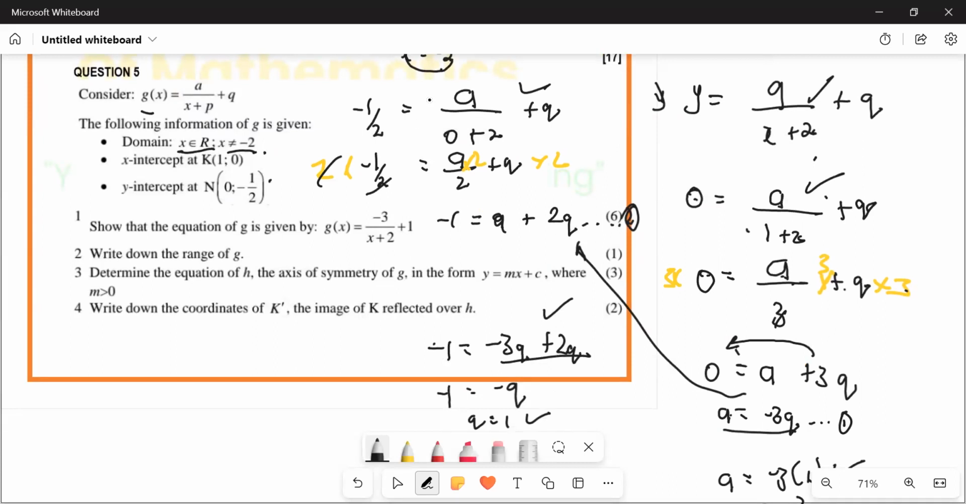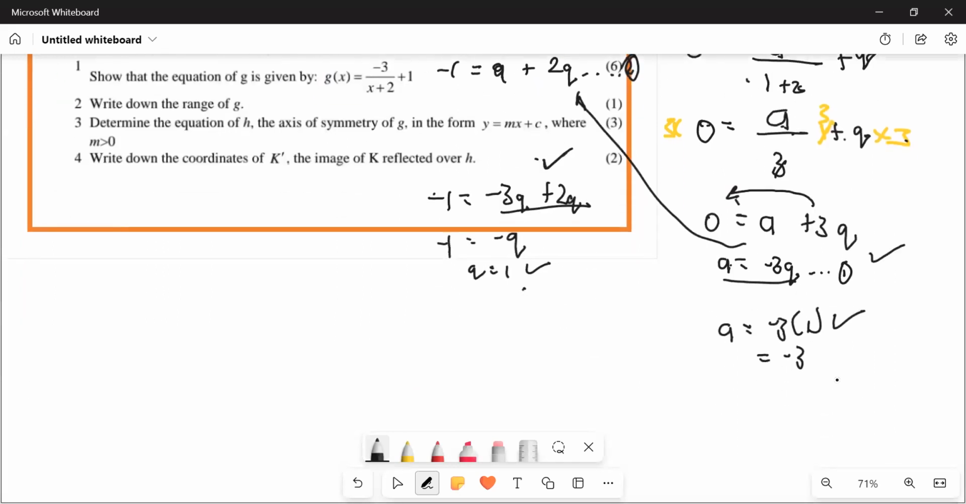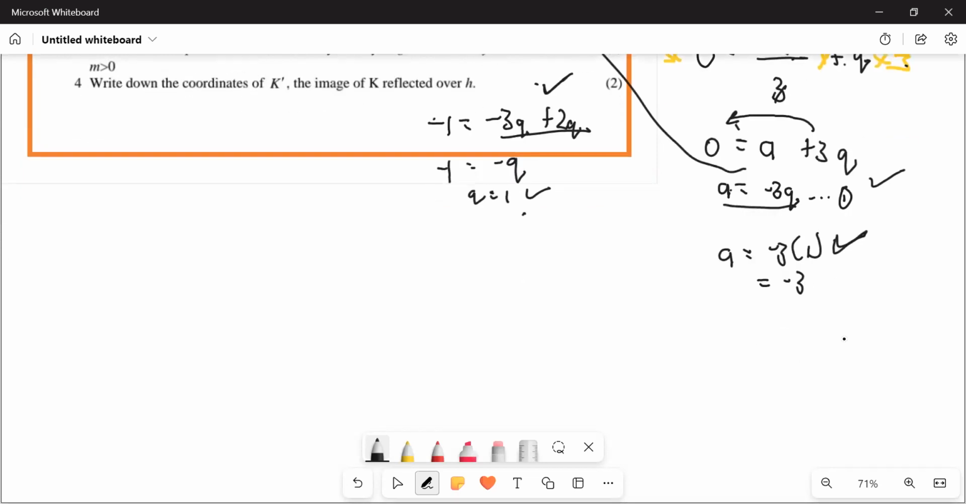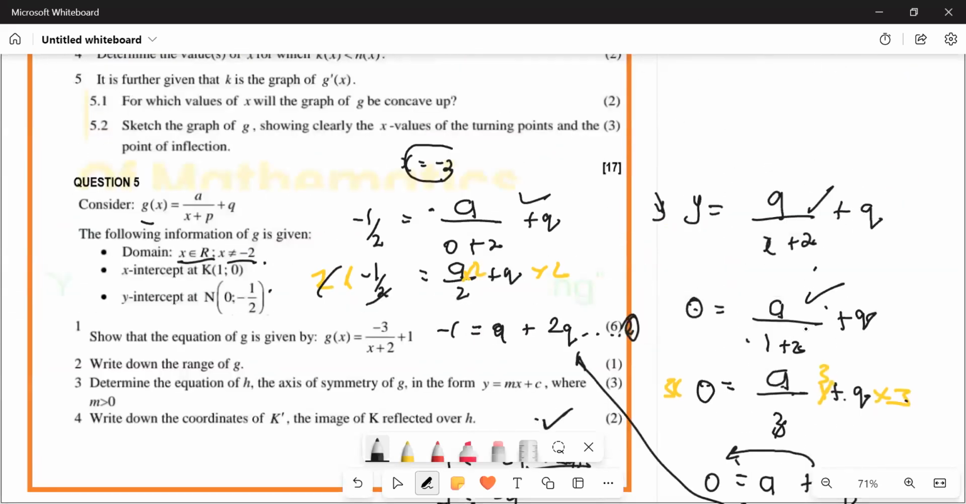Substituting k. Equation number 3. Substituting equation number 3, and then getting a is -3, and then all in all, you get 6 marks.